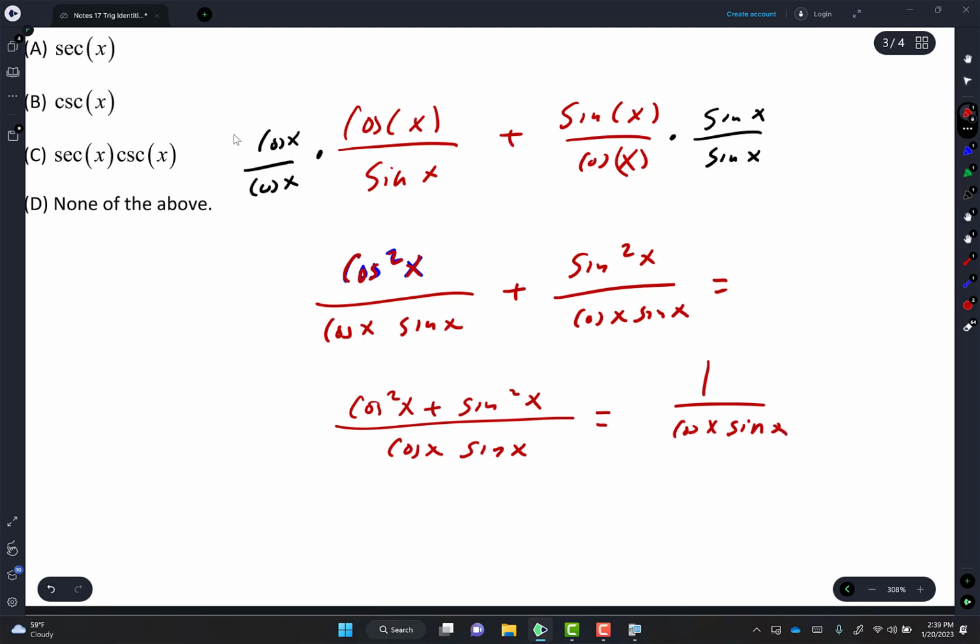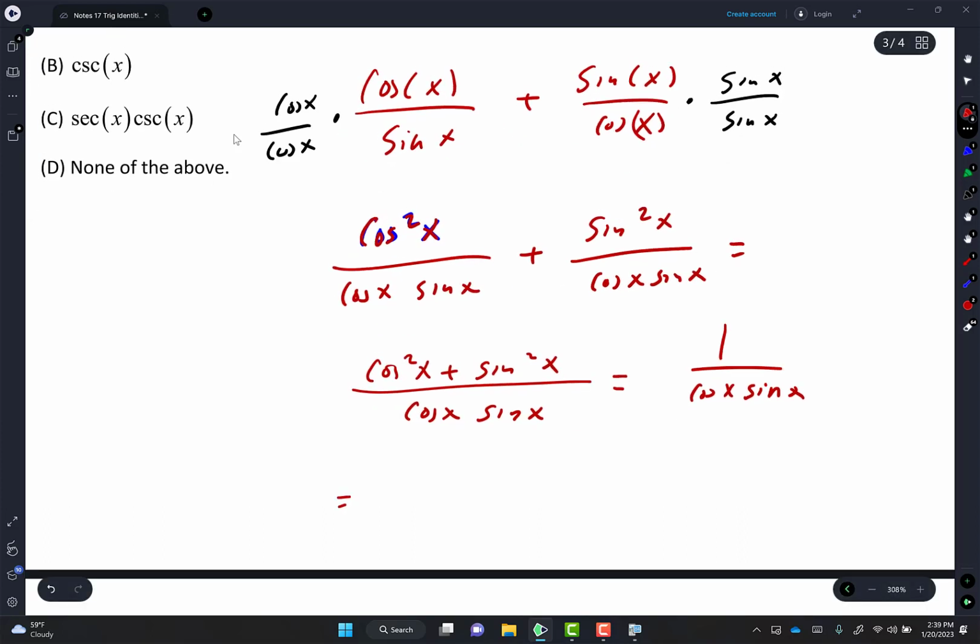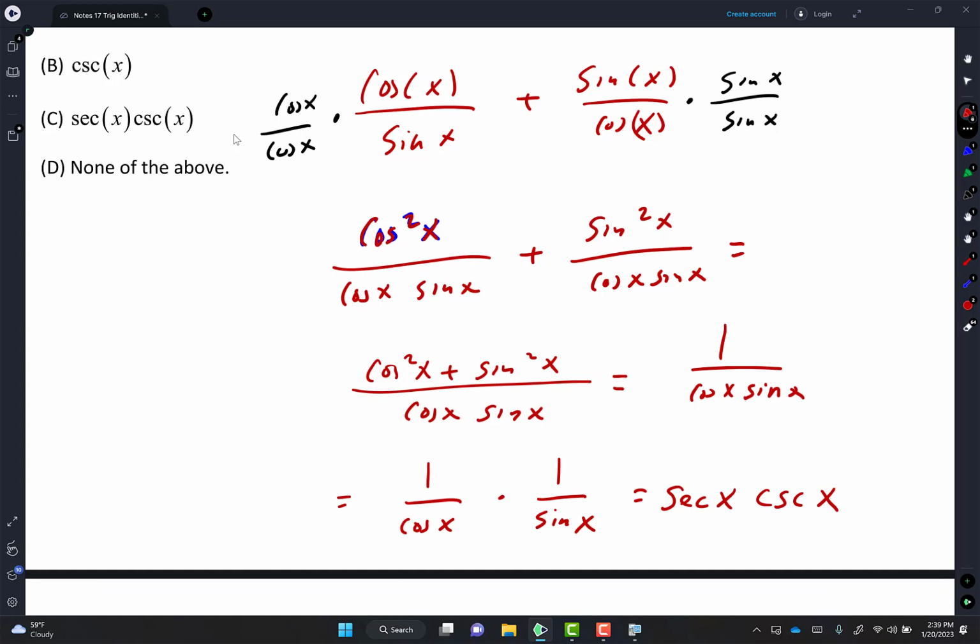And don't give up. I don't see that answer. It's in there. Just go 1 over cosine x times 1 over sine x. That's equivalent. That's the same. What's 1 over cosine x? Secant x. What's 1 over sine x? Cosecant. Is that answer in there? There it is.